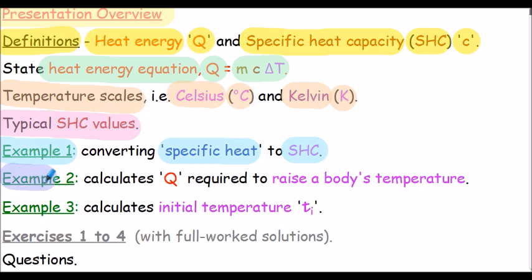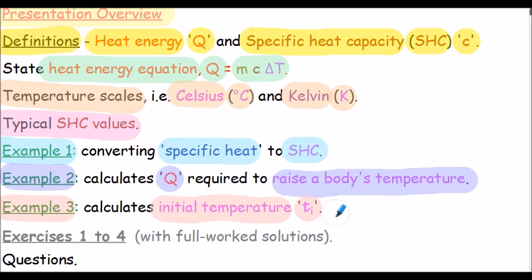Example 2 calculates the heat energy required to raise the temperature of a particular body. Example 3 calculates the initial temperature, T suffix I, given various stated parameters within the problem. Just note there is some transposition of the heat energy equation required within example 3.